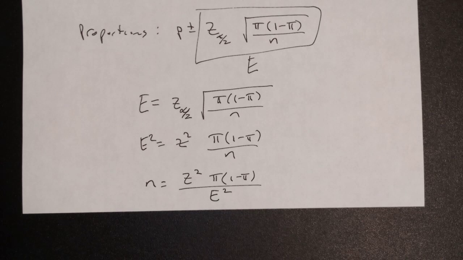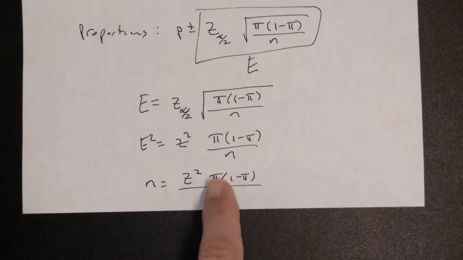Again, how do I find pi? I can use historical data. I can take a preliminary sample. I can make the assumption of the most conservative possible option. The most conservative possible option here is to assume that that is 50%. If this is 0.5, so is this. And that's the biggest that value is going to get.